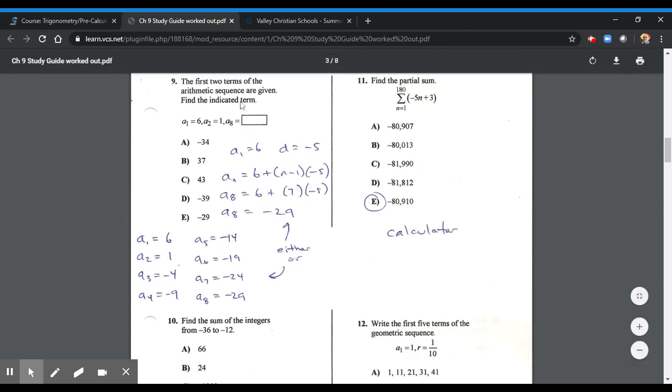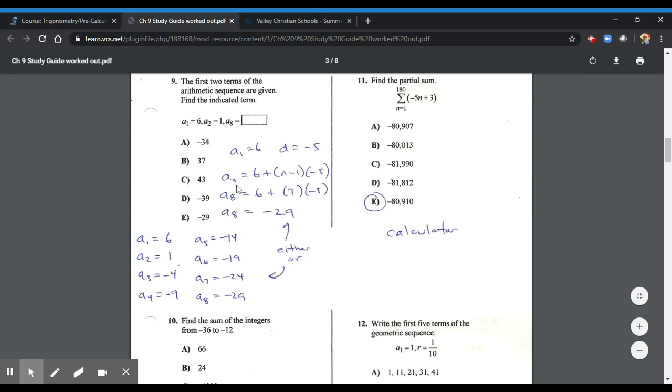All right, 9, the first 2 terms of the arithmetic sequence are given. Find the indicated term. So I know a sub 1, a sub 2. I want to find a sub 8. Well, this tells me that a sub 1 is 6, and my difference is negative 5.